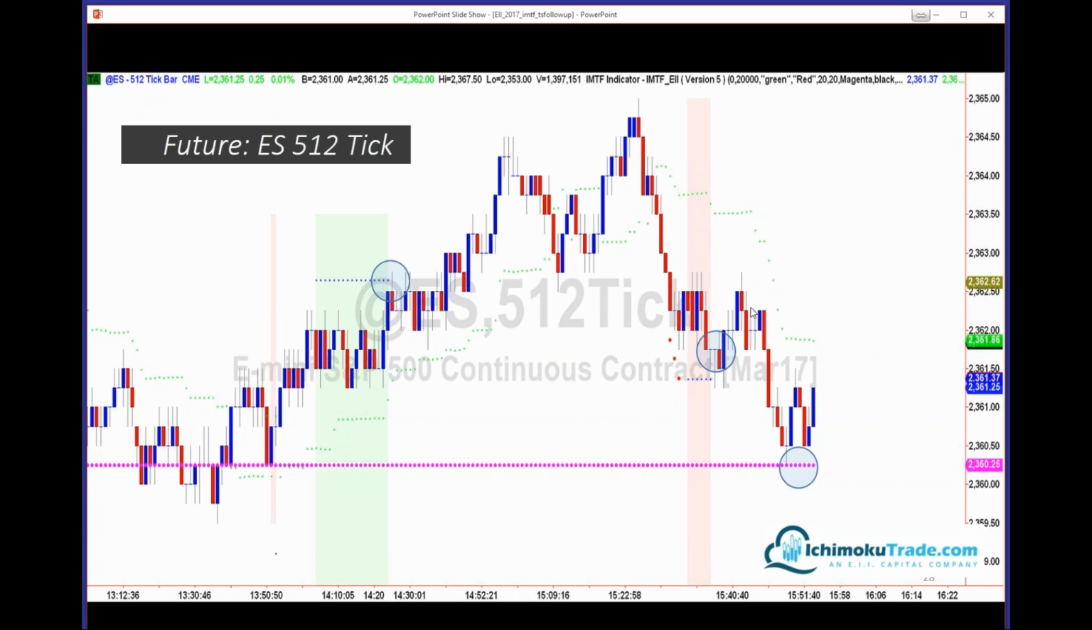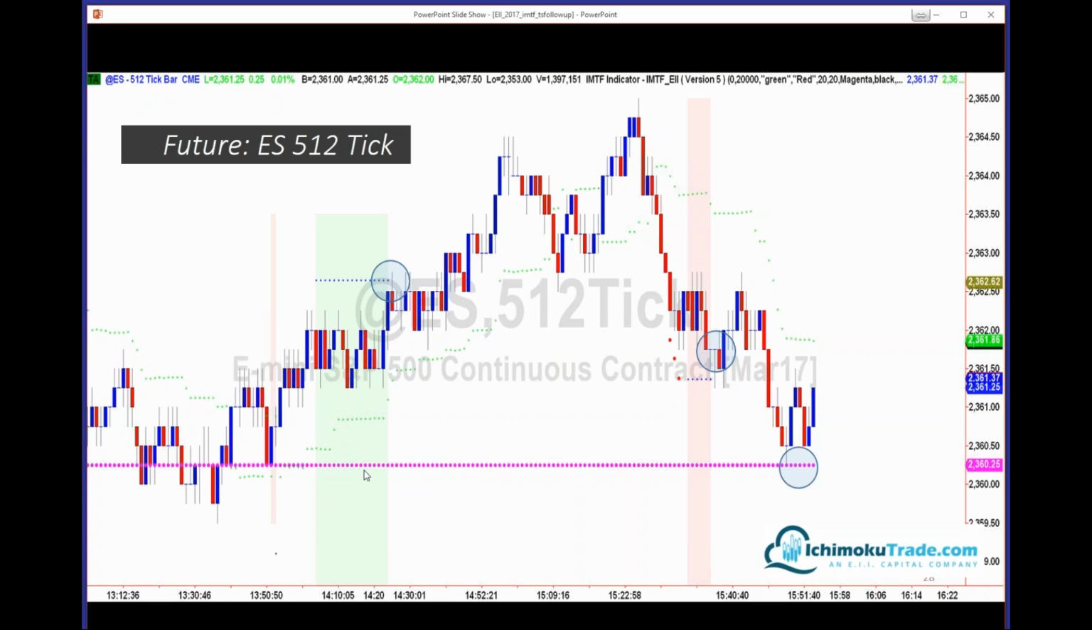Here's the E-mini on the 512 tick level. Okay, the thing I want to show you here is that a lot of you guys sit there and trade tick levels. It could be 512, 1600, and so forth. And in here, notice one thing. I have dots here. These are day and swing. Look how price respected these dots here.